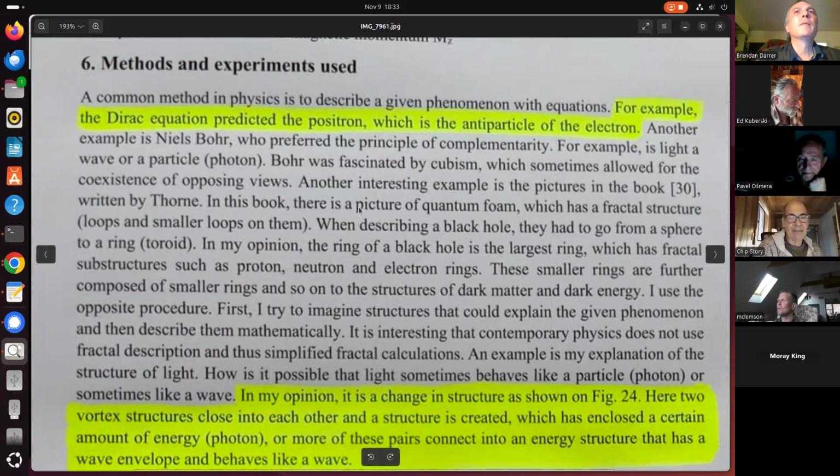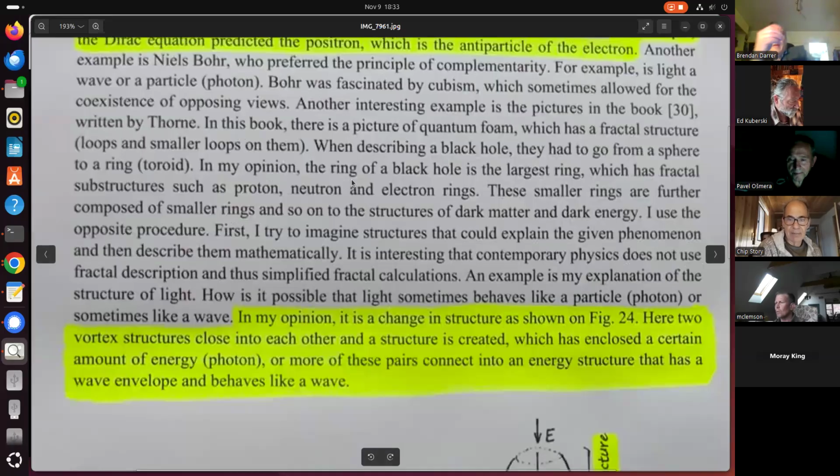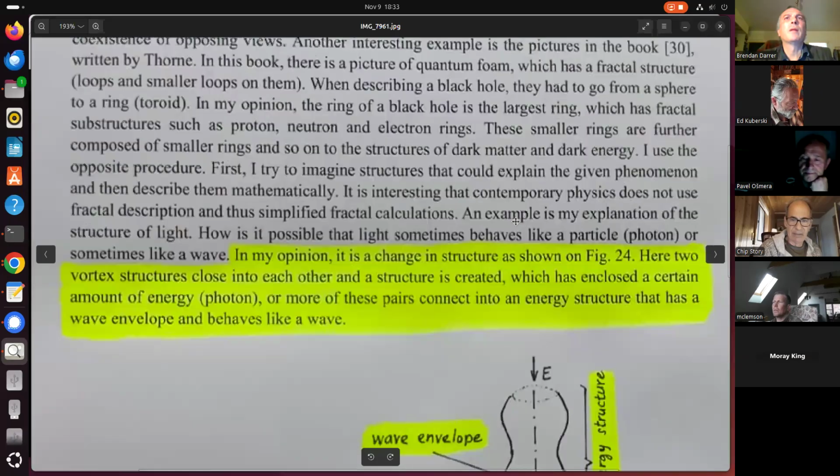Yeah, complementarity. Another interesting example is the pictures in the book written by Thorne. In this book, there's a picture of quantum foam, which is a fractal structure, loops and smaller loops on them, fractalized loops. When describing a black hole, they had to go from a sphere to a ring toroid. In my opinion, the ring of a black hole is the largest ring, which has fractal substructures such as proton, neutron, and electron rings. The whole thing is fractalized, is what Pavel's saying.